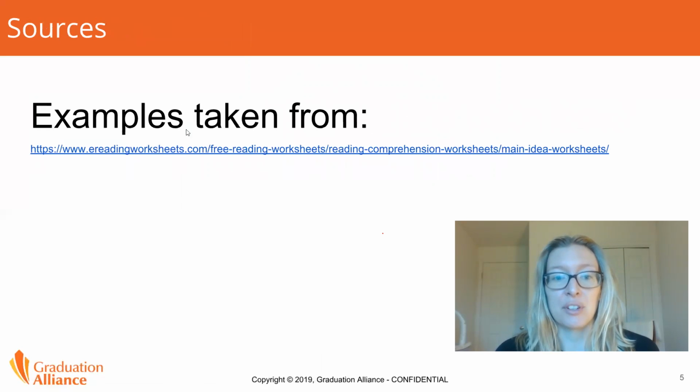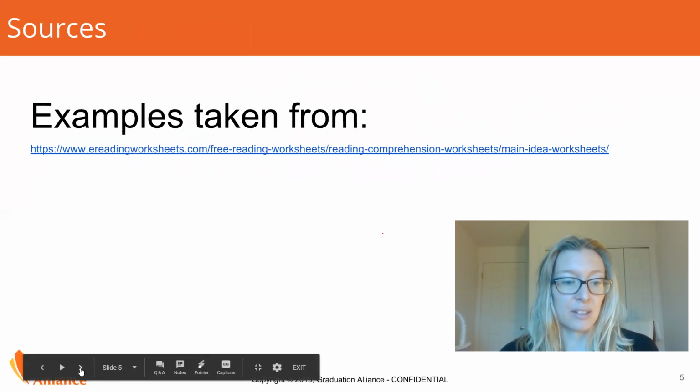Also, all of these examples are taken from e-reading worksheets. It's a super great literacy resource. All of it is free if you need extra practice on main idea, comprehension, citing textual evidence. All of that stuff you can get some really great practice from on that website.